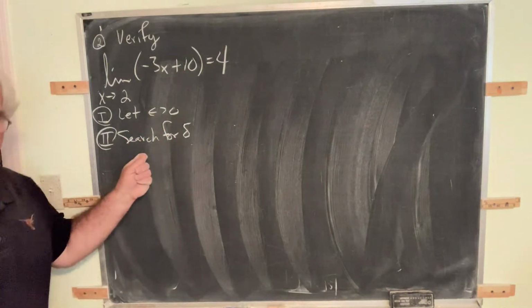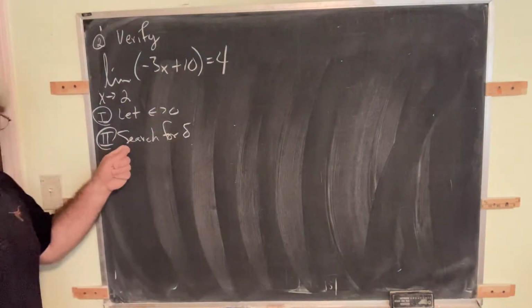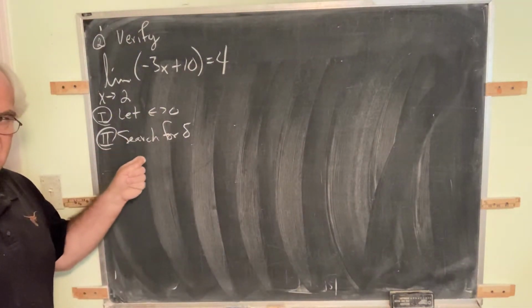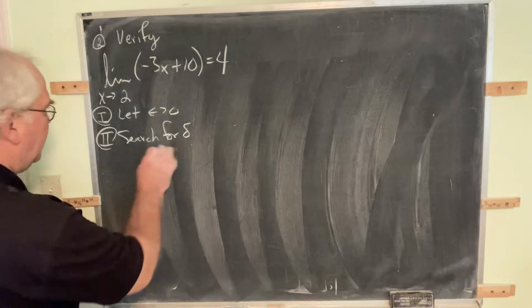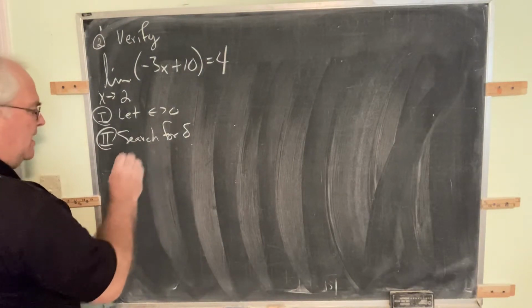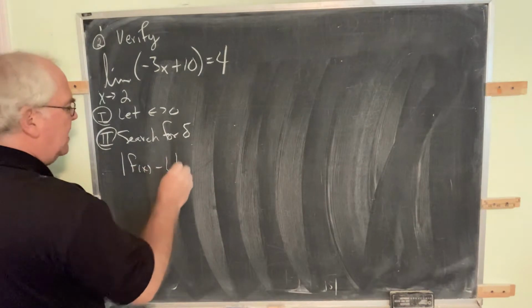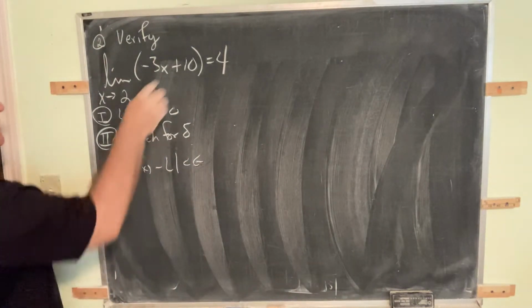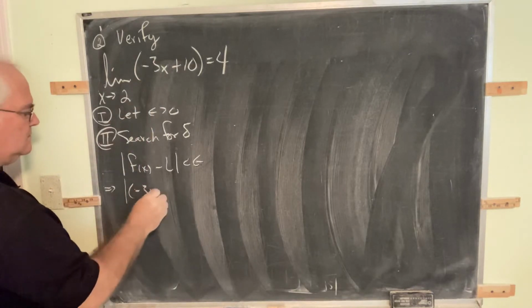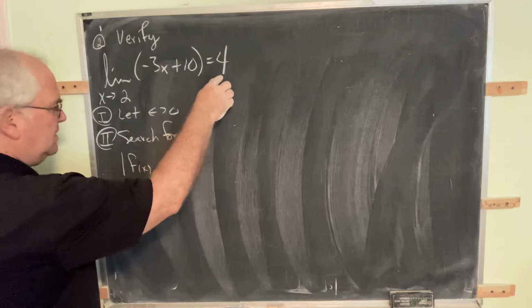I'm not writing this because I have extra chalk I need to get rid of. I'm writing this because you need to write this every stinking time. Search for delta. You start at the end. You start with absolute f of x minus L to be less than epsilon. Plug in the values. F of x is this. L is 4.